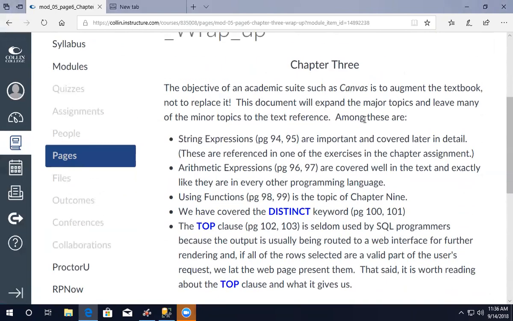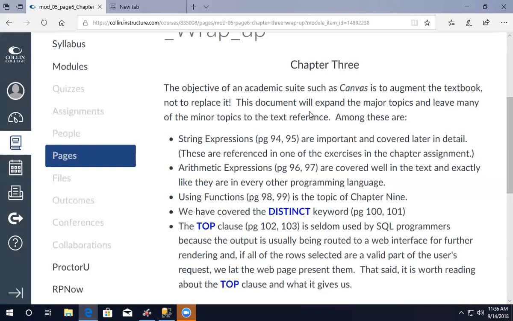Chapter 3. Objective of Canvas is to augment the textbook. I make this promise to you. I will never, ever, ever sit here and read you the textbook. You've got the textbook, okay? I had a graduate class once, a doctoral level graduate class, where we sat in class for 4 hours once a week and read orally the textbook to each other. I was about to strangle that professor for more reasons than that.